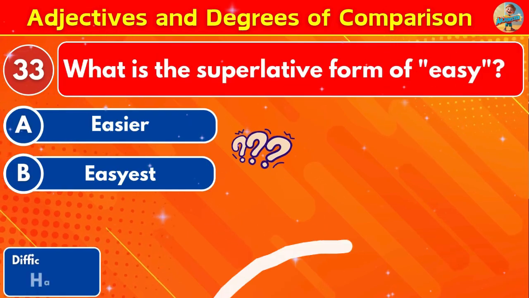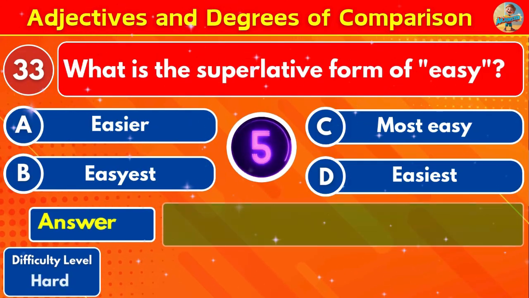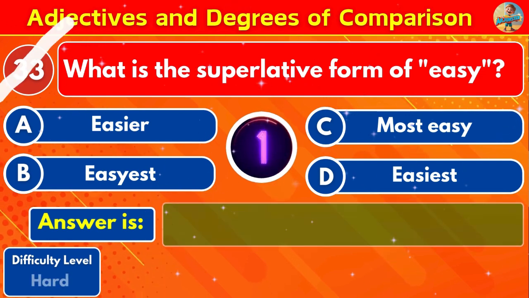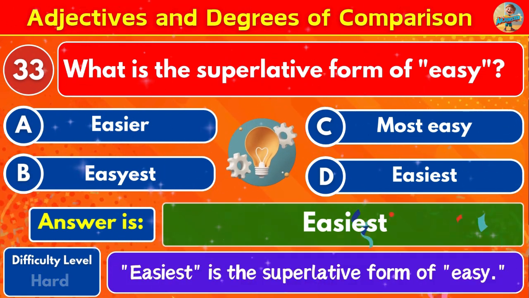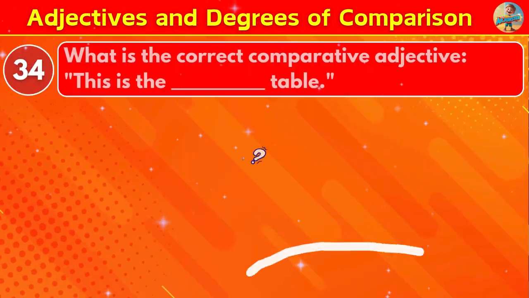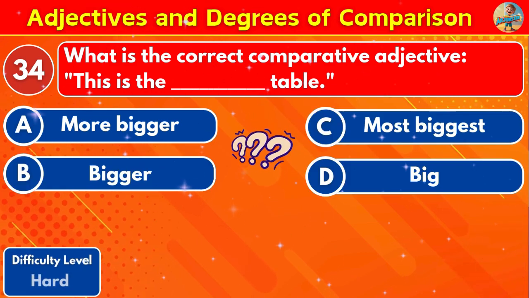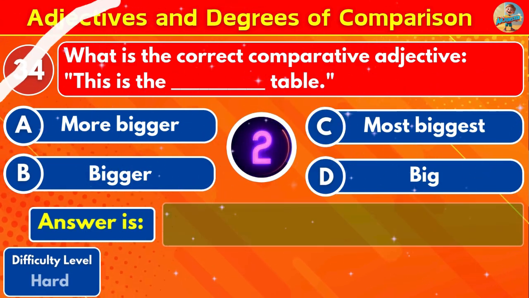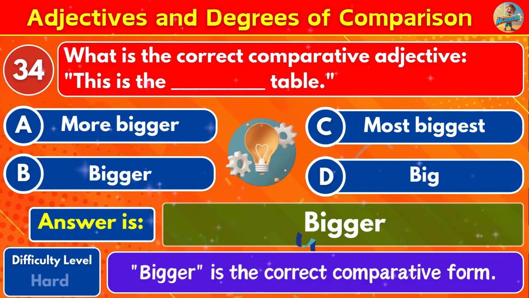Question 33 is, what is the superlative form of easy? Answer 33 is, easiest. Question 34 is, what is the correct comparative adjective? This is the gourd of table. Answer 34 is, bigger.